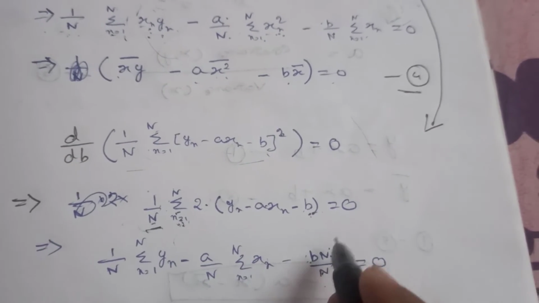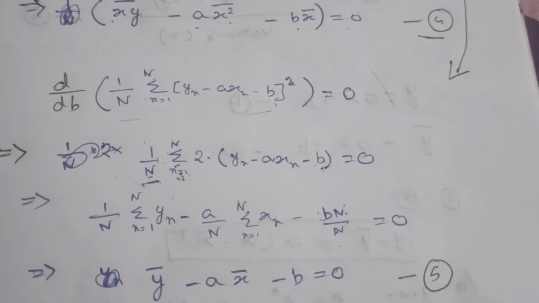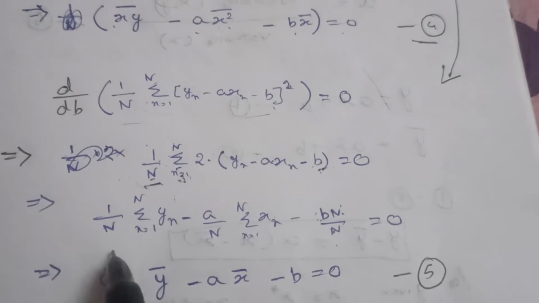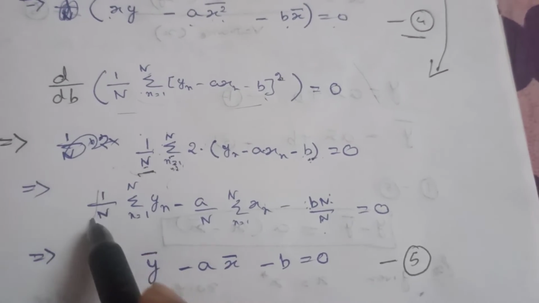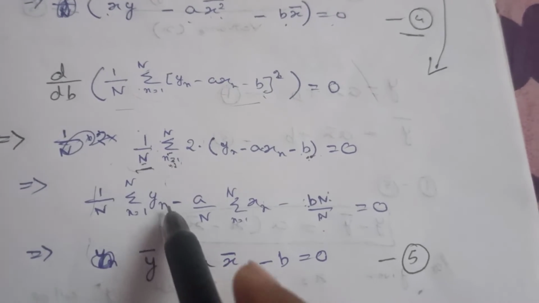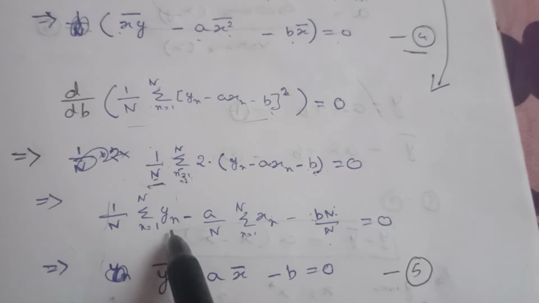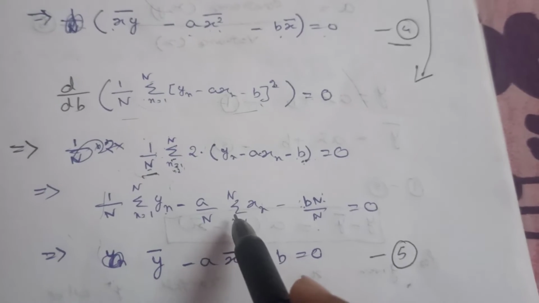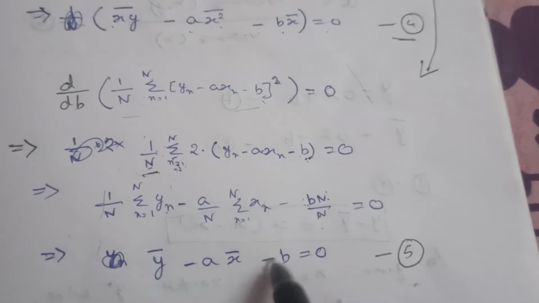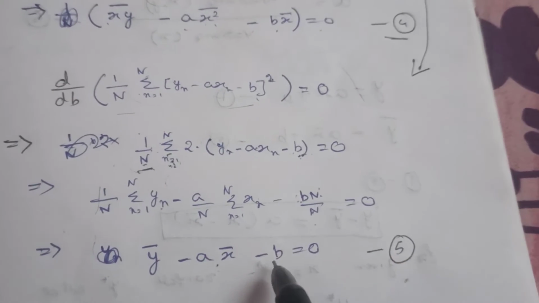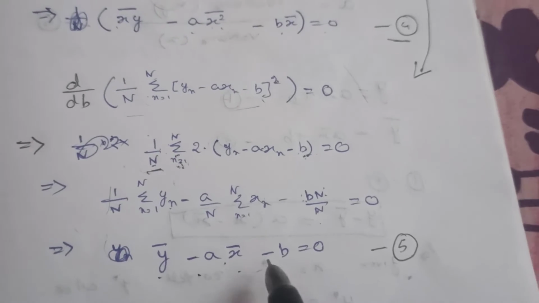So this N is going to be omitted, and what we have now is 1 by capital N, n equals 1 to capital N y_n. This thing I have already shown you: this will become y bar, and this will become a x bar, and this is going to become minus b. So we have y bar minus a x bar minus b equals 0.